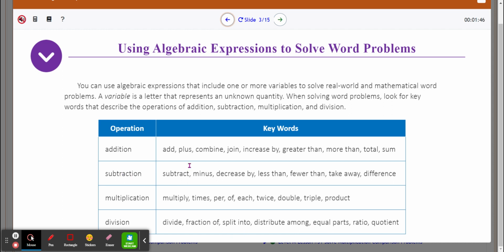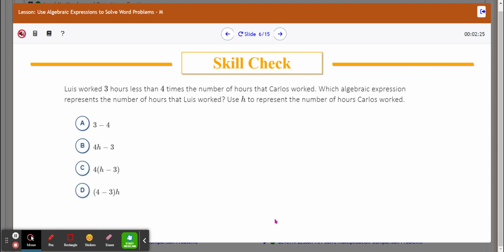So again, looking at your word problems, find out what your constants are, what your numbers are, what your variables are, and then look for your keywords to tell you what kind of operation you're going to use to solve this problem. So let's look at our first example.